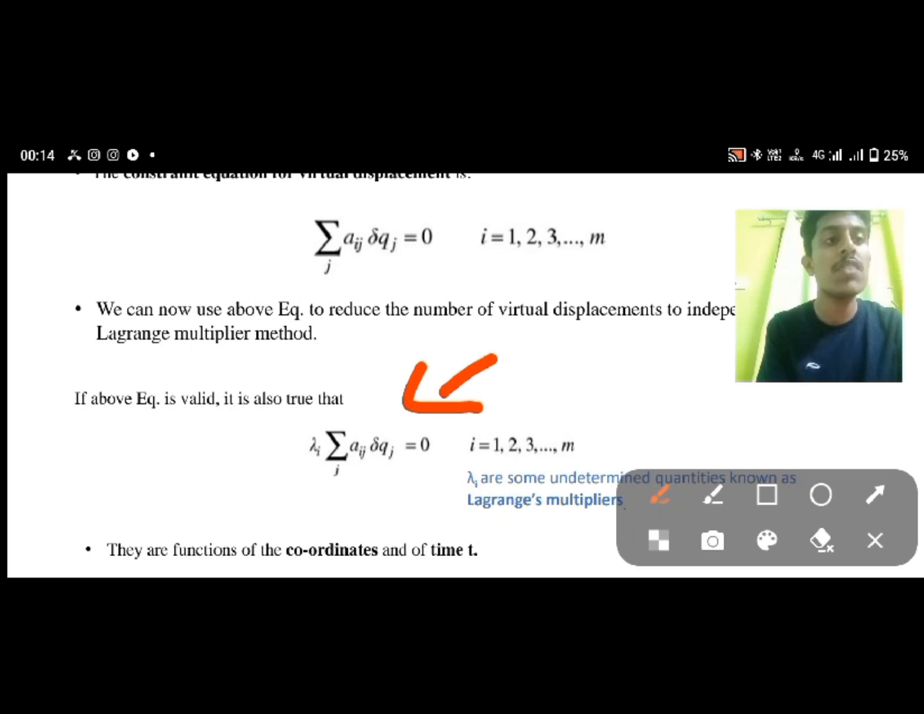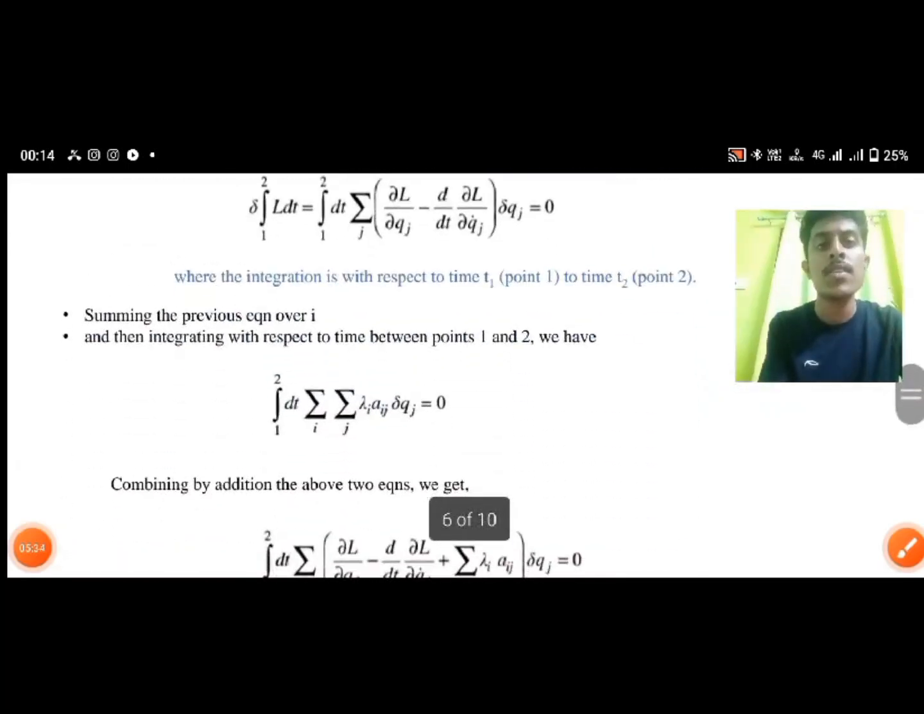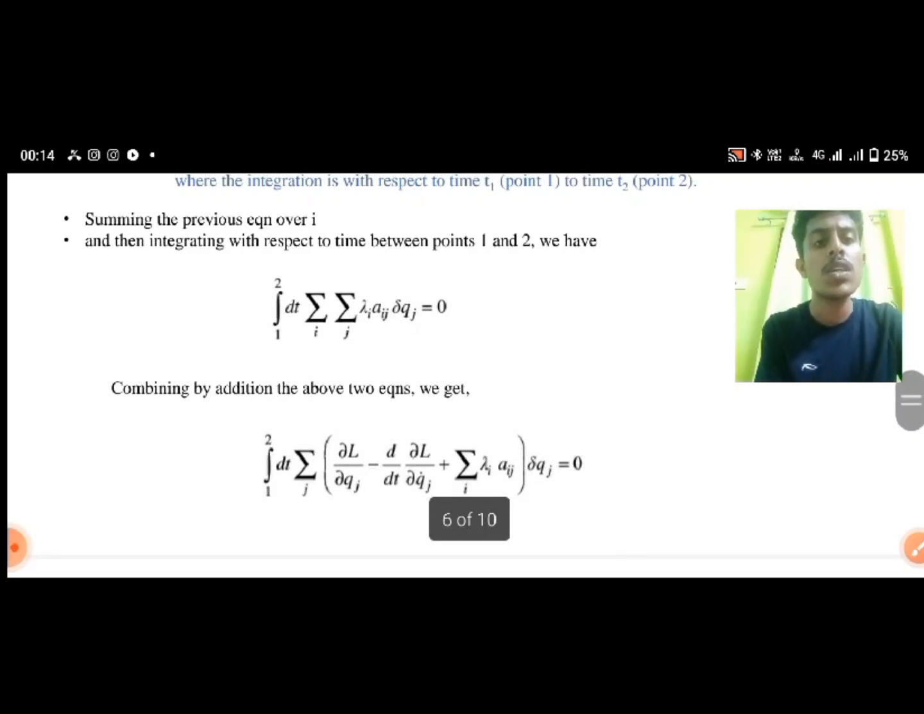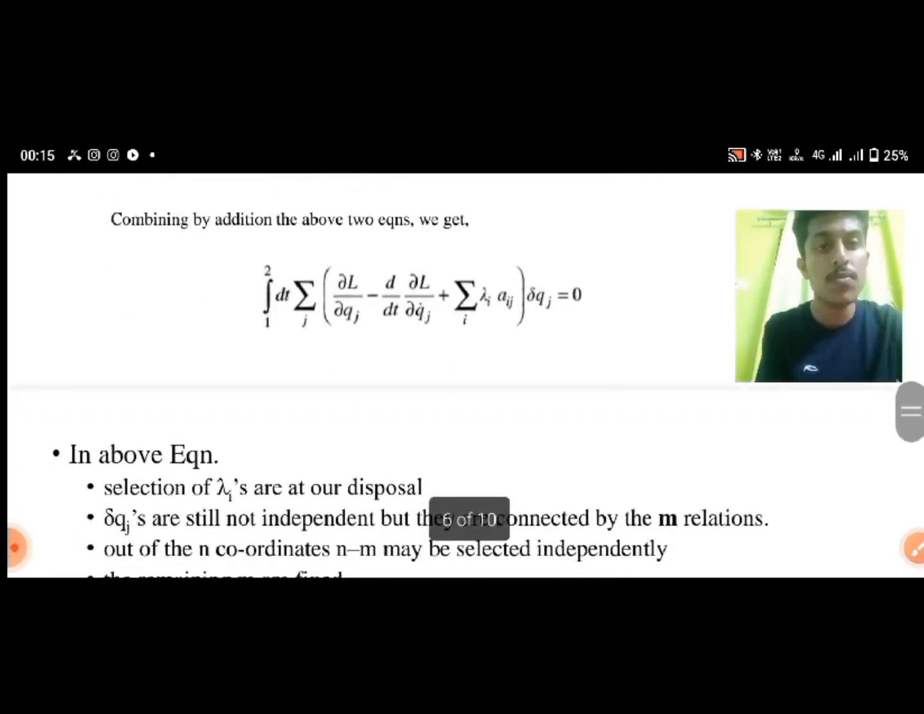So we can say the Hamilton variation principle is connected with the constraint equation for the virtual displacement. So we can take the sum of both. So we can say that integral from time t1 to t2 dt, summation of ∂L/∂qj minus d/dt of ∂L/∂q̇j, plus summation of λi aij into δqj, is equal to 0.